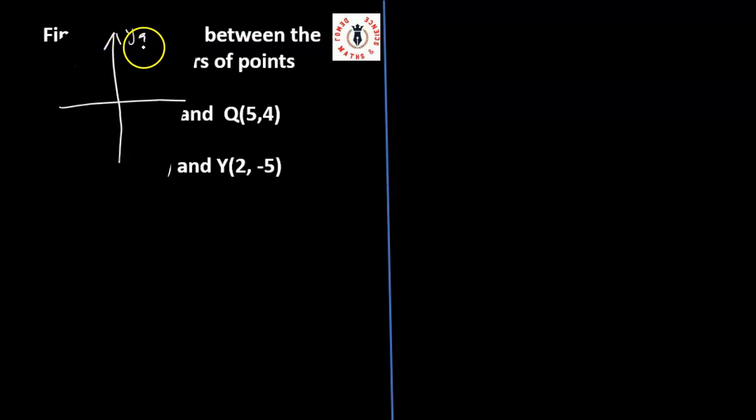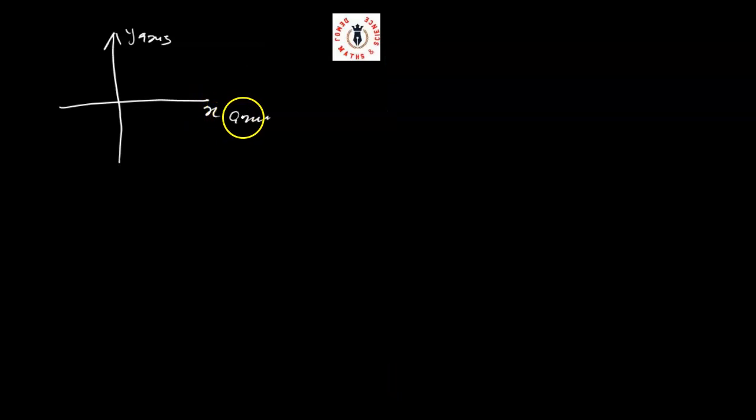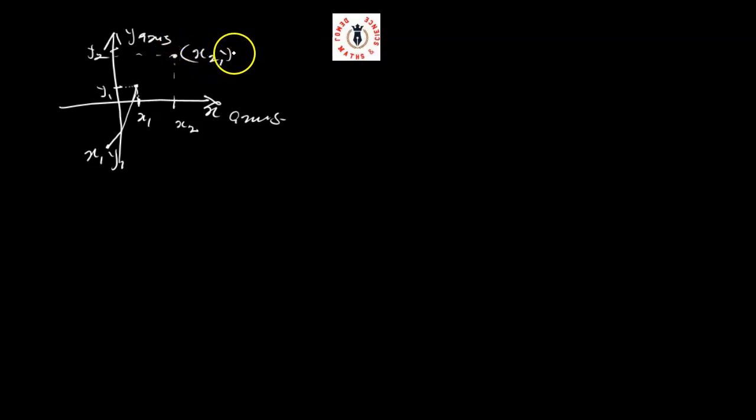Here is my y-axis, and here is my x-axis. If this is my x-axis, let's name this point x1, and the other point here, let's call it x2. Let's call this point y1, and this point y2. If I trace this down here, I will have this point, and I want to refer to this point as x1, y1. Also, if you trace this down here, you have this point, and I also want to refer to this point as x2, y2.